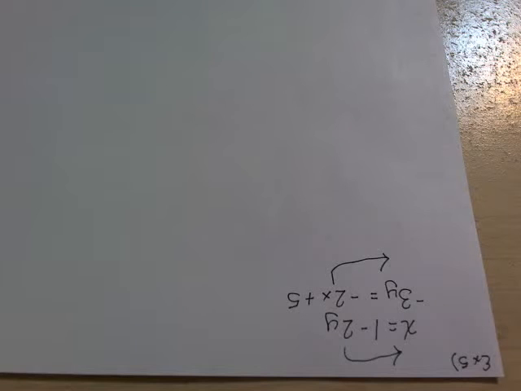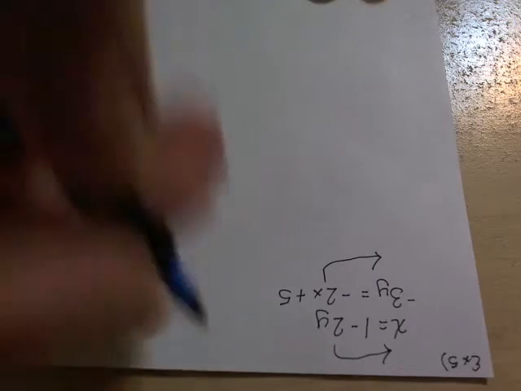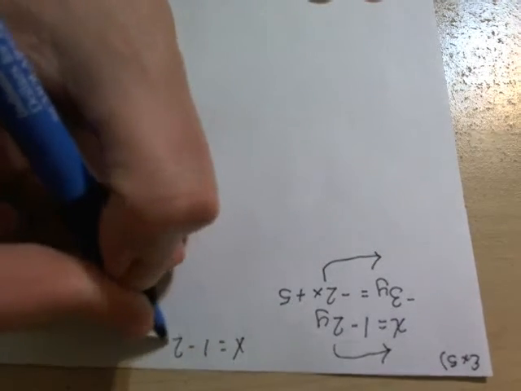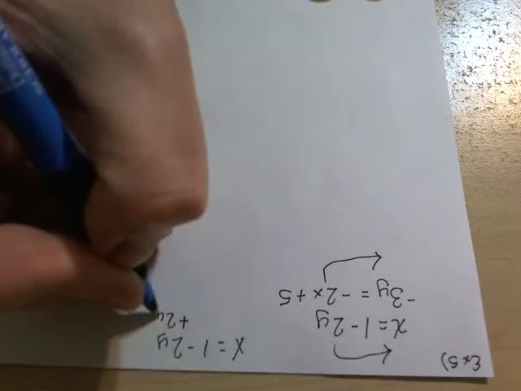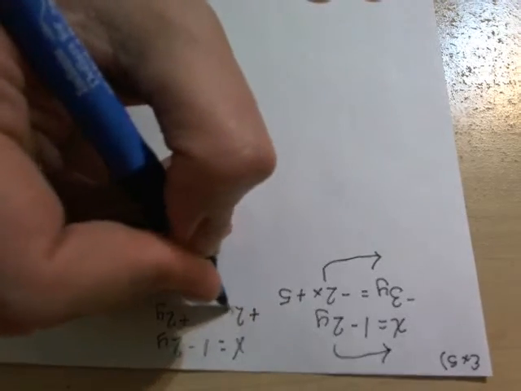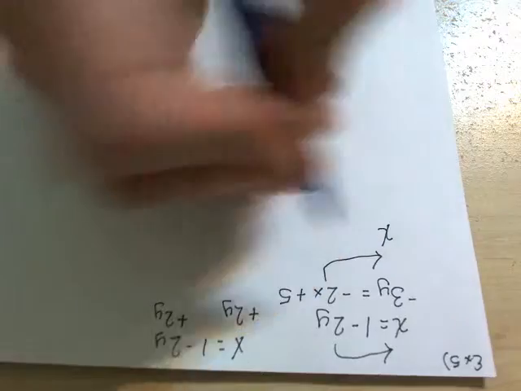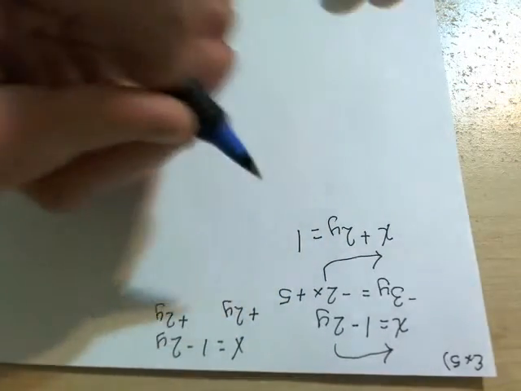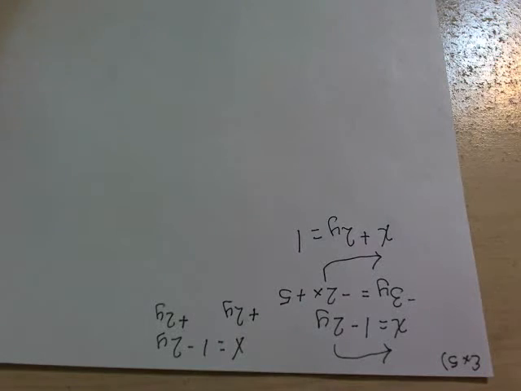So let's go ahead and fix these guys up here. We've got x equals 1 minus 2y. I'm going to add the 2y's to both sides, and I'll end up with x plus 2y equals 1. And I fixed the top equation.